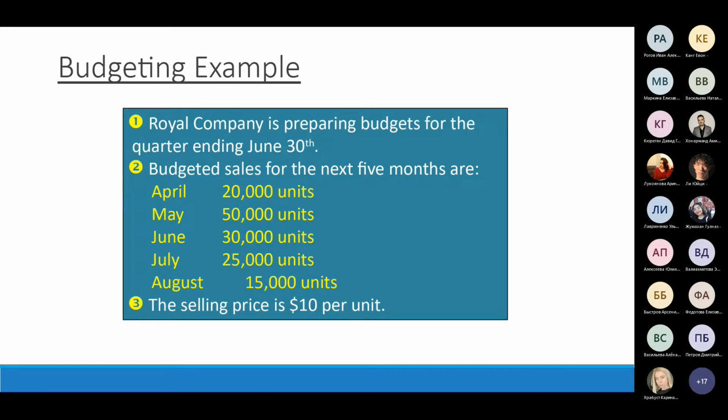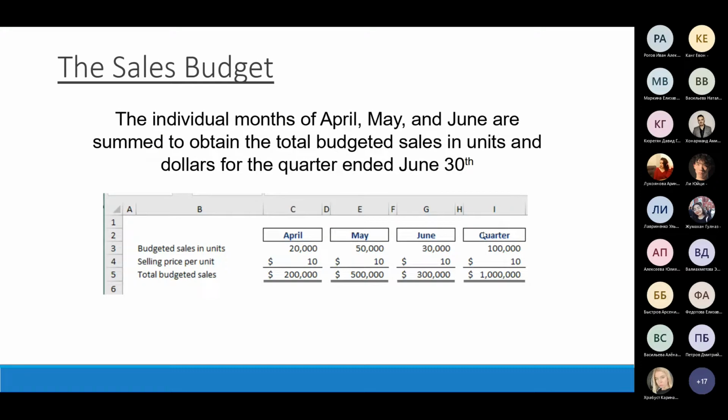Royal Company is preparing budgets for the quarter ending June 30th. And here you can see budgeted sales for the next 5 months and the selling price, which is fixed at the level of $10 per unit. We use those values to create the budgeted sales in units and to calculate the total budgeted sales in dollars. So you see that the company is using the same price for all the periods and for the quarter. So they split their budgeted sales between months and quarters.